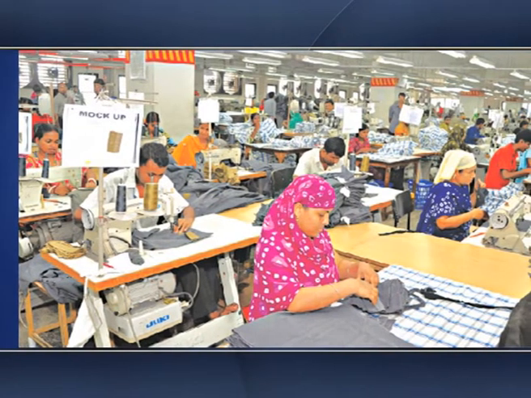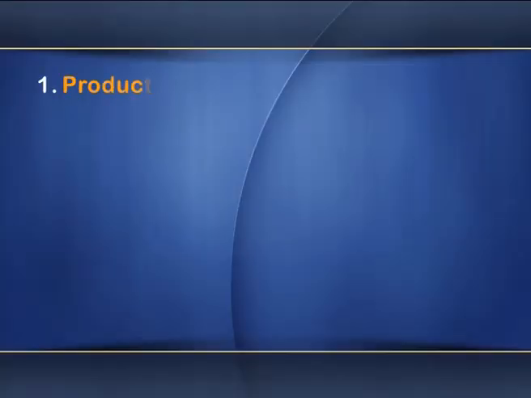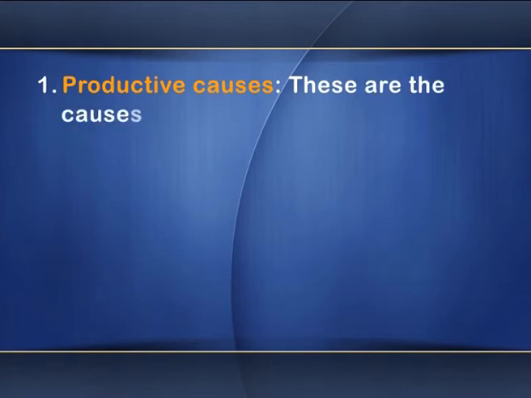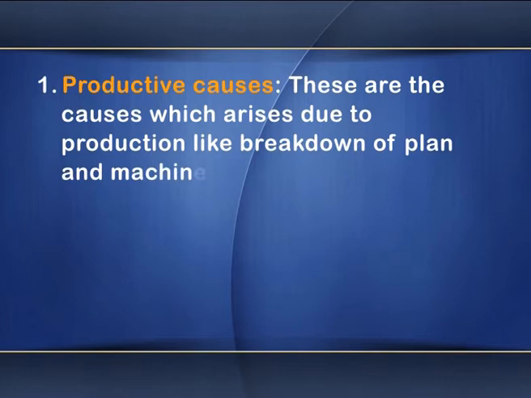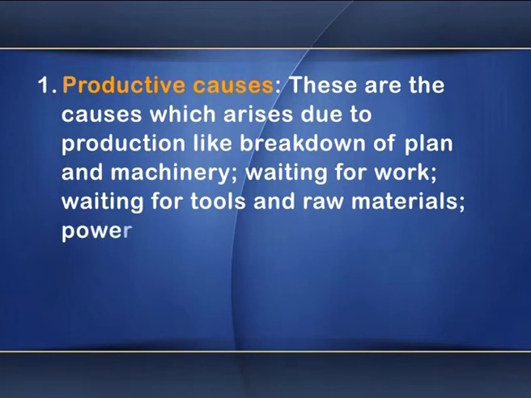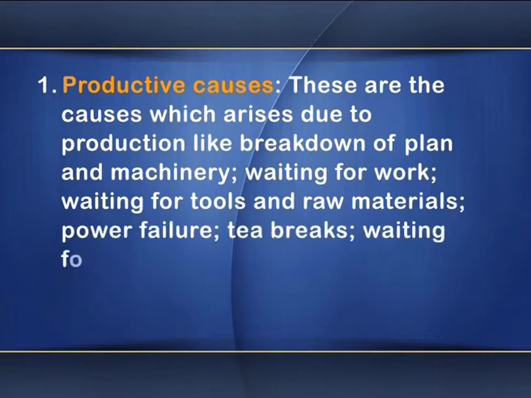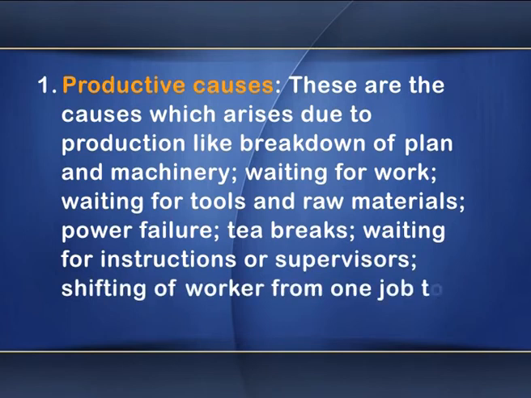Idle time and overtime. Idle time is the difference between the attendance time and the job time. It is the time for which employers pay but get no benefit. There are different reasons for idle time. 1. Productive causes. These are the causes which arise due to production like breakdown of plant and machinery, waiting for work, waiting for tools and raw materials, power failure, tea breaks, waiting for instructions or supervisors, shifting of workers from one job to another, and so on.